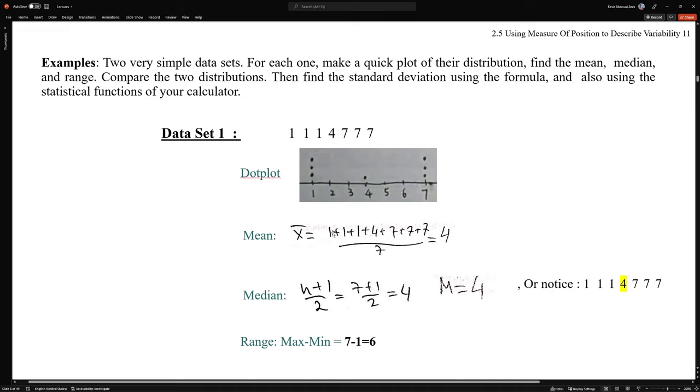Then the mean is very straightforward. We just sum all the data set values, 1 plus 1 plus 1 plus 4 plus 7 plus 7 plus 7, and divide by the total number of observations, which is 7, and it's equal to 4. For the median, we can use the formula n plus 1 divided by 2. Or we can place them in ascending order from the smallest to the largest number, and it will be the middle number if the sample size is an odd number. But we'll see this later. The range is maximum minus minimum, so it's 6.